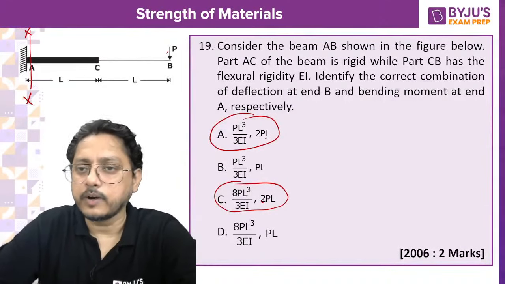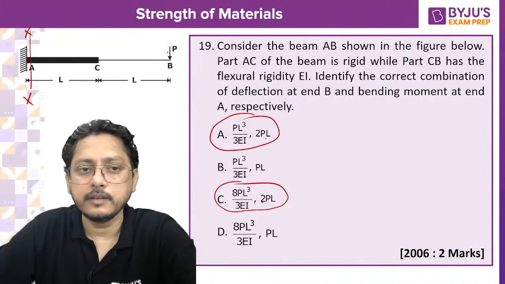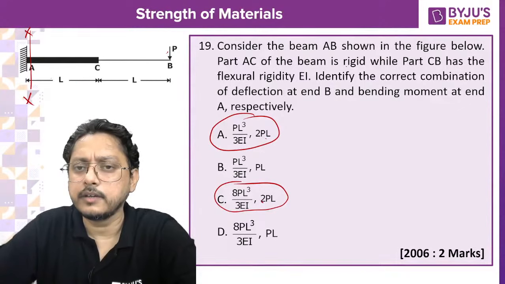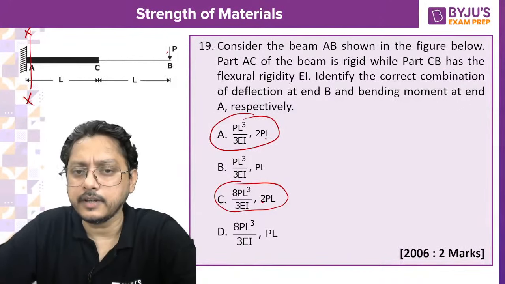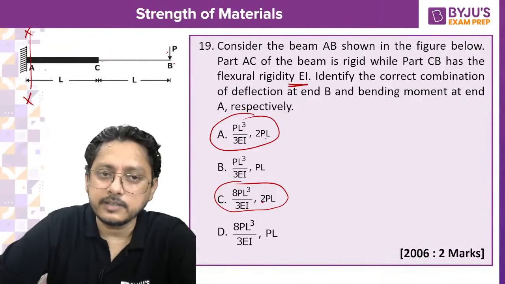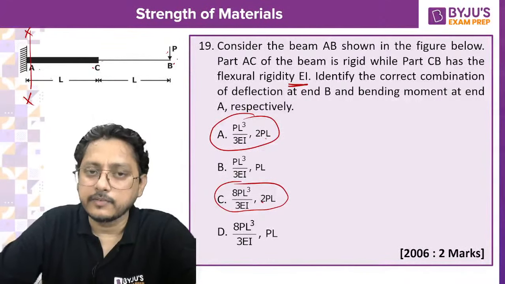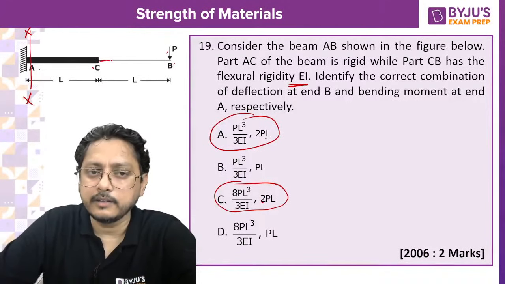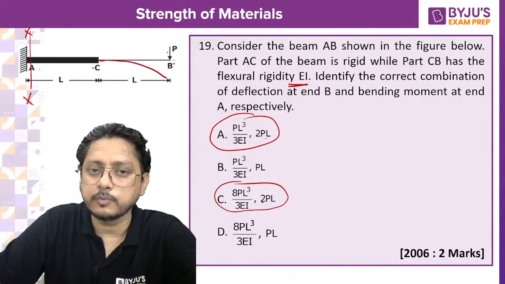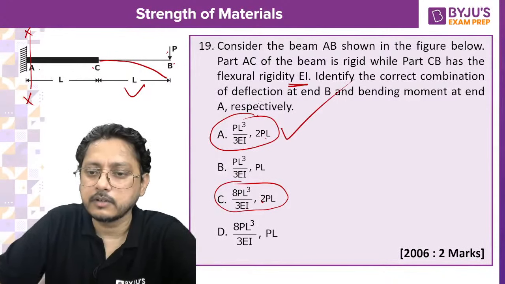Now what is it asking? AC is rigid, while part CB has the flexibility EI. Now if AC is rigid, rigid means what? No deflection will occur. Only this part is going to deflect. That's all. So PL cube by 3, this is L, PL cube by 3. So A is the option.